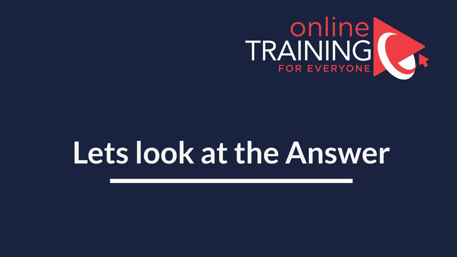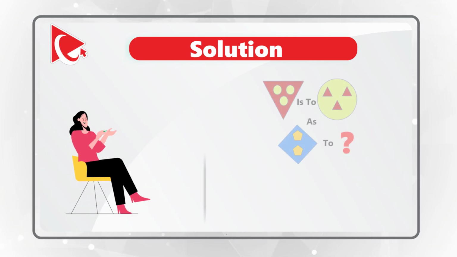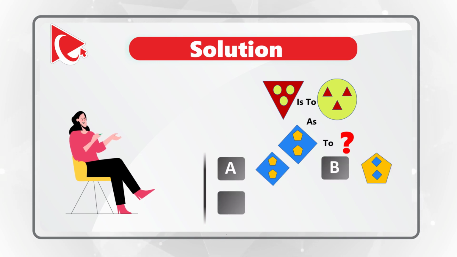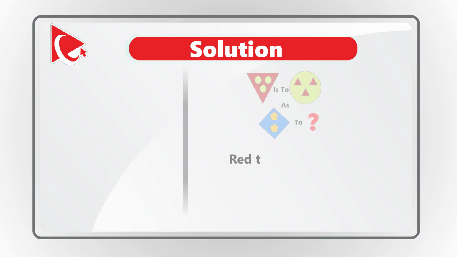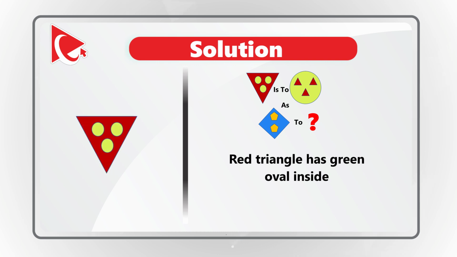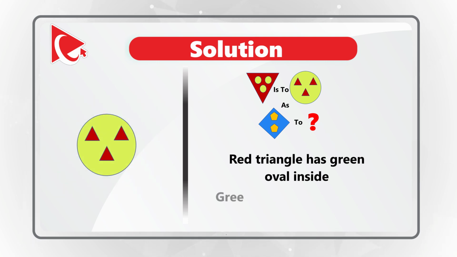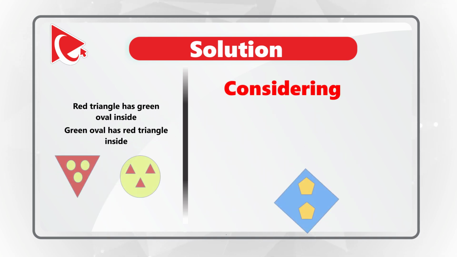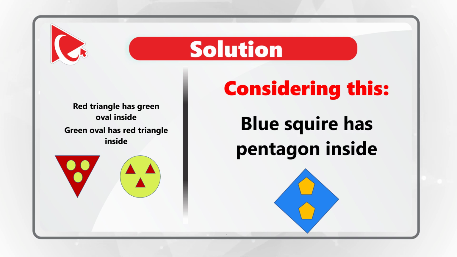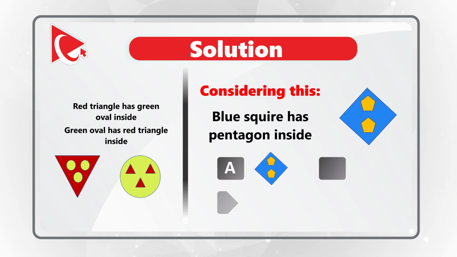To determine the correct answer in this case, and in a lot of other cases, you need to look for patterns. And the pattern in this particular case is that to build the relationship, inside shape becomes outside shapes, preserving the number of the inside to outside shapes ratio. If you look closely at the relationship presented in this question, you see that the red triangle has green ovals inside, and it has a relationship to green oval that has red triangles inside. Knowing this, we need to determine the relationship of the blue square that has pentagons inside to one of 4 shapes presented in possible answers.